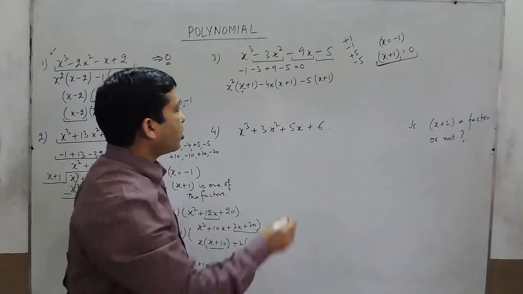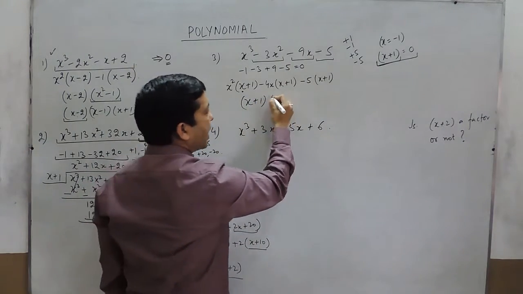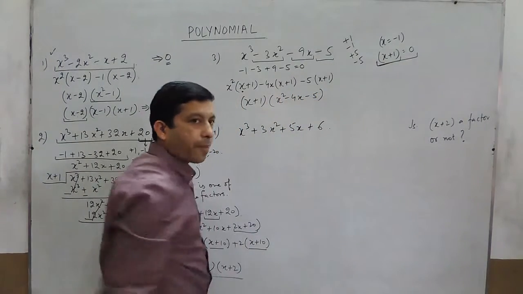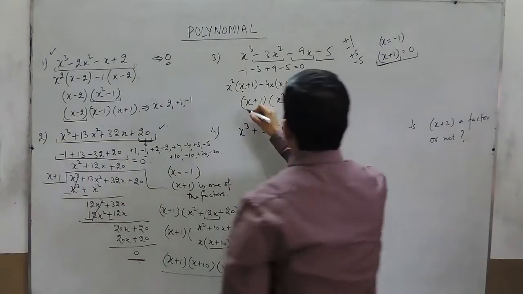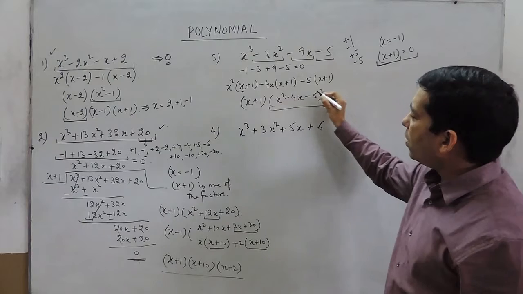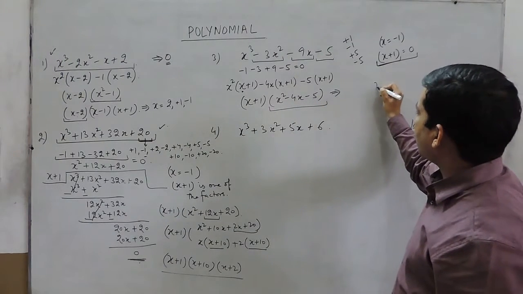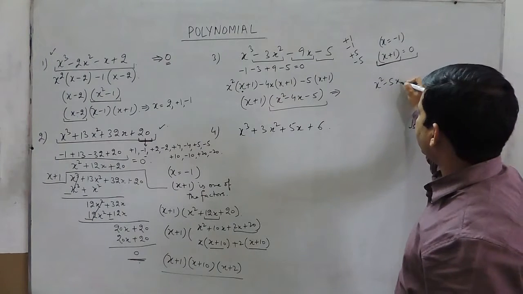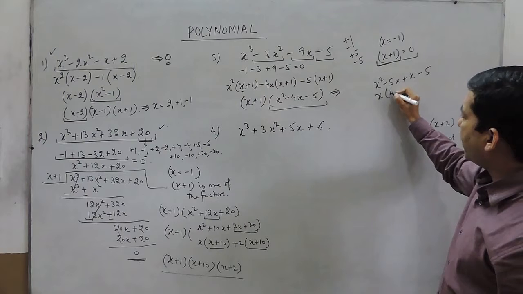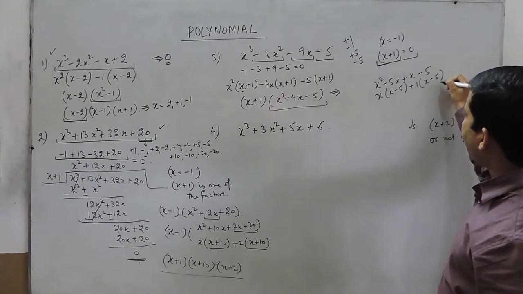Then minus 5. So we can take x plus 1 common out of all the 3 terms, and the remaining is x square minus 4x minus 5. As we already know, this is another factor, so we can solve the remaining portion as x square minus 5x plus x minus 5. We take x common, it becomes x minus 5. Then again plus 1 common, it is x minus 5.